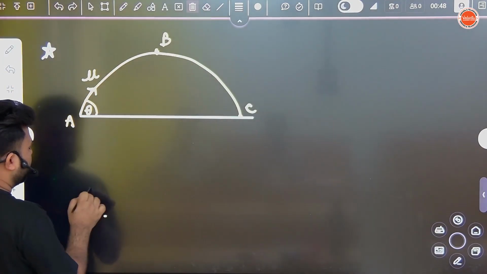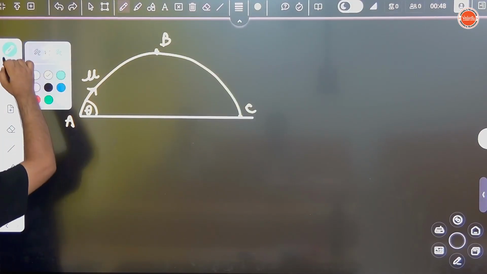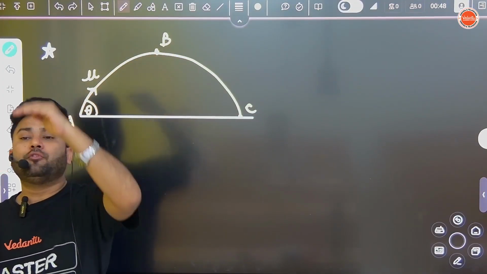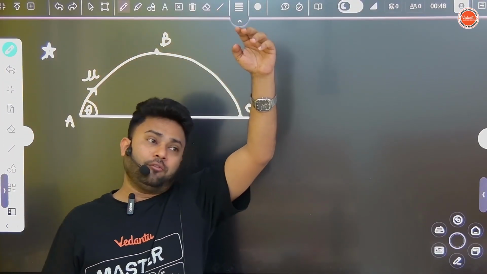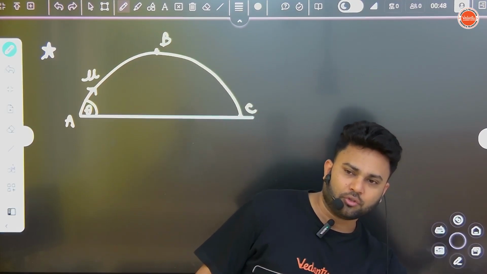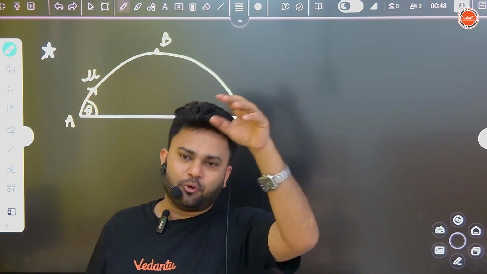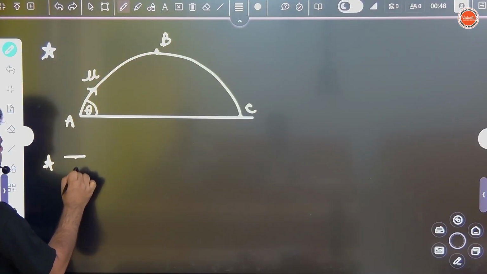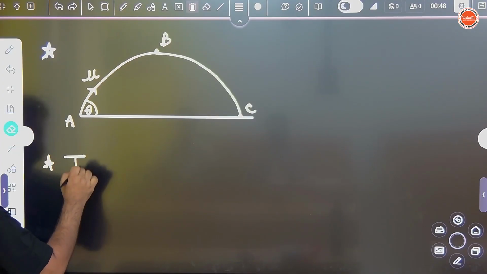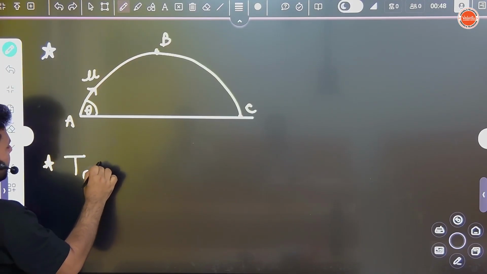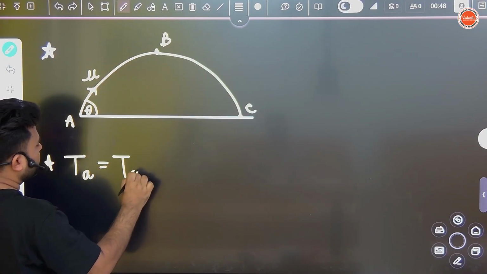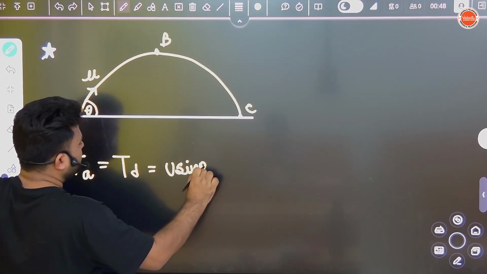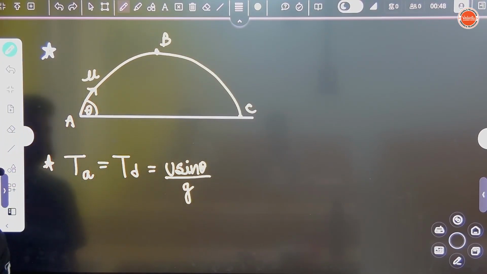Now what are the points to remember? First, time to go up means A to B. Suppose it is taking 4 seconds to go from A to B. 4 seconds it will take to come down. So time to go up is called time of ascent. Time to come down is called time of descent. So first point, time to go up, time of ascent, is equal to time to go down, and this is u sin theta by g. Just now we saw u sin theta by g.